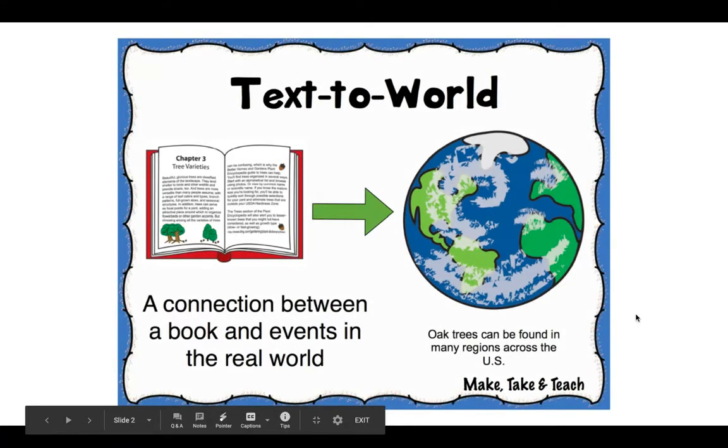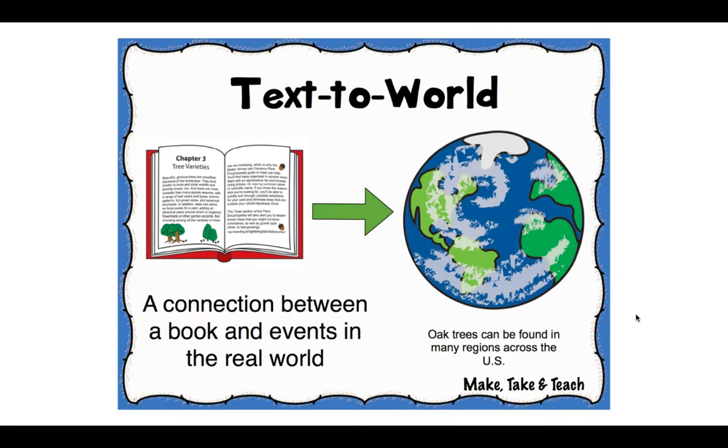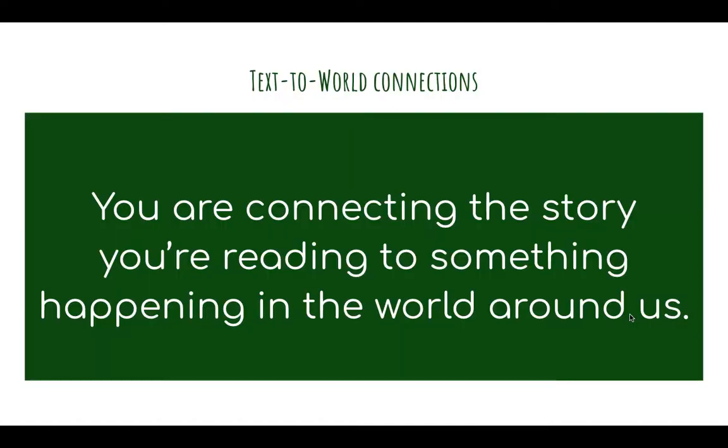This is where you connect a book and its events to things that can happen or are happening in the world around us. For example, this book is made about trees and includes a chapter on tree varieties. The connection that this child made was that oak trees can be found in many regions across the U.S. So text-to-world connections are when you are connecting the story you're reading to something happening in the world around us.